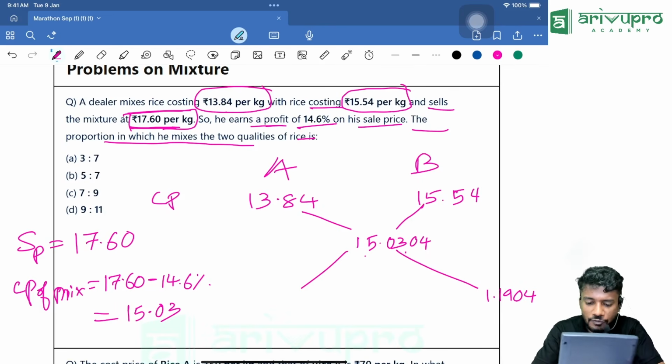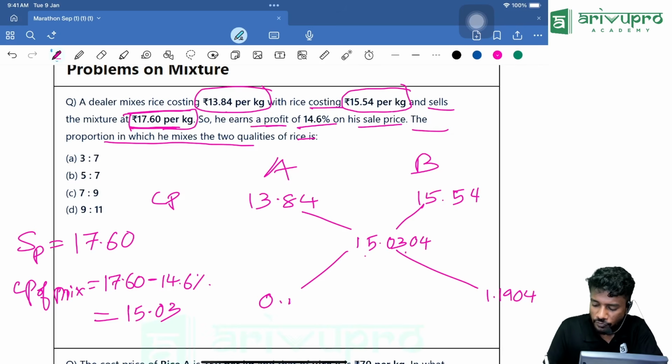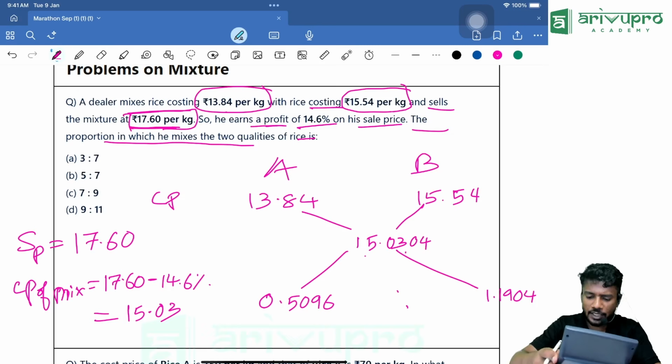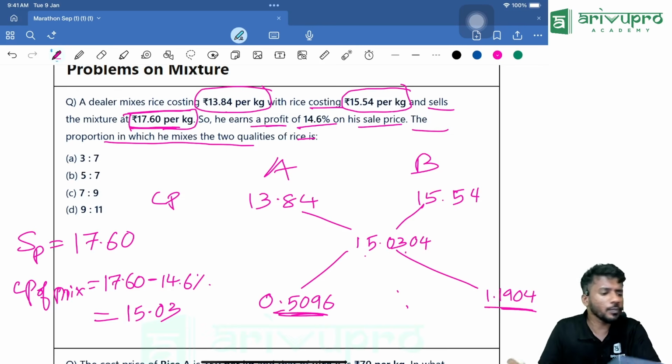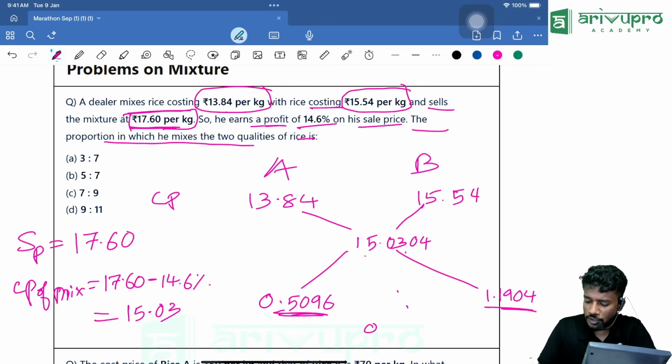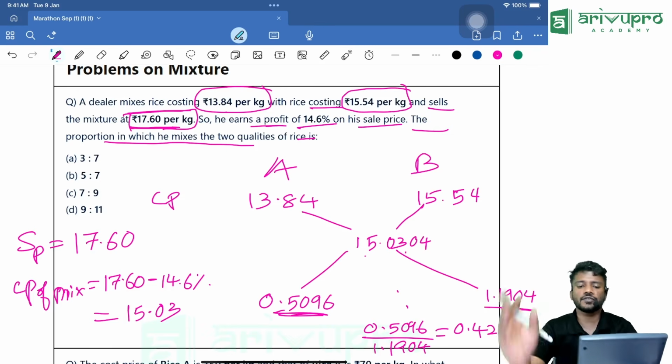Then 15.54 minus 15.0304. That is how much? 0.5096. Now you will be like, sir, how will we convert that to a ratio? What you will do? We will divide those values. Divide by this value, 1.1904. So 0.5096 divided by 1.1904. How much is it? 0.428. Check which option is giving you.